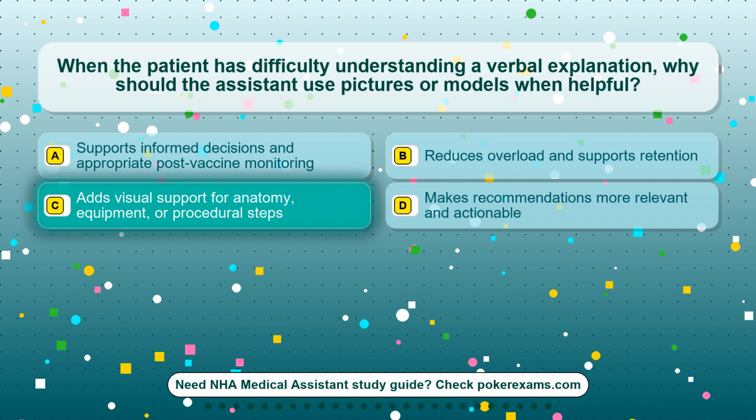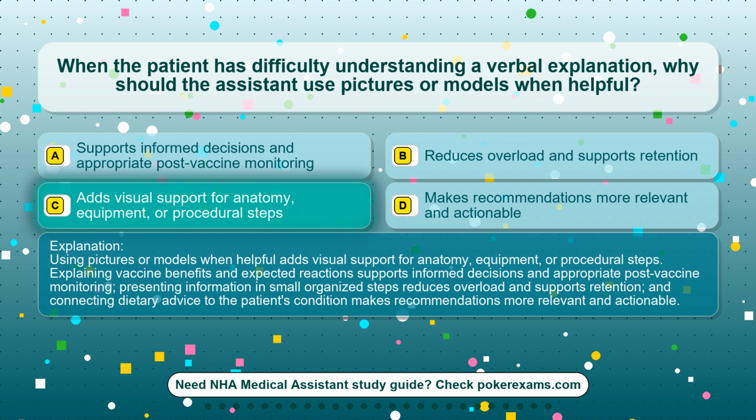The correct answer is option C. Adds visual support for anatomy, equipment, or procedural steps. Using pictures or models when helpful adds visual support for anatomy, equipment, or procedural steps. Explaining vaccine benefits and expected reactions supports informed decisions and appropriate post-vaccine monitoring. Presenting information in small organized steps reduces overload and supports retention, and connecting dietary advice to the patient's condition makes recommendations more relevant and actionable.